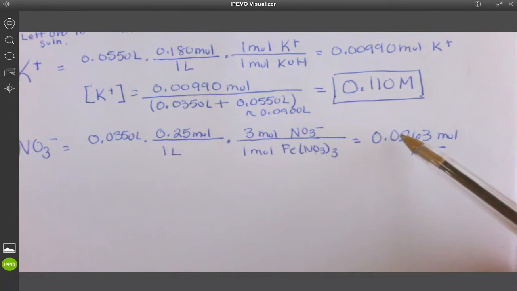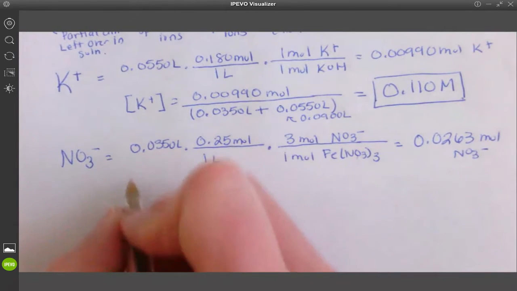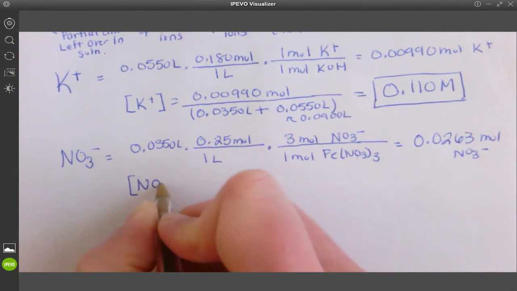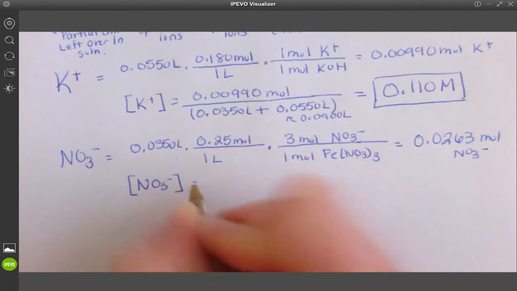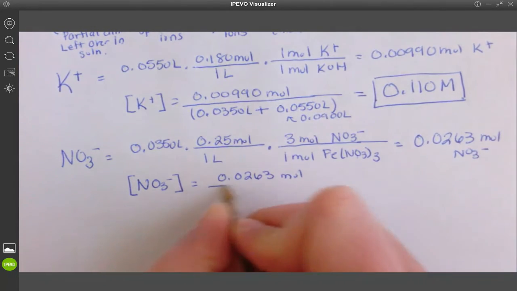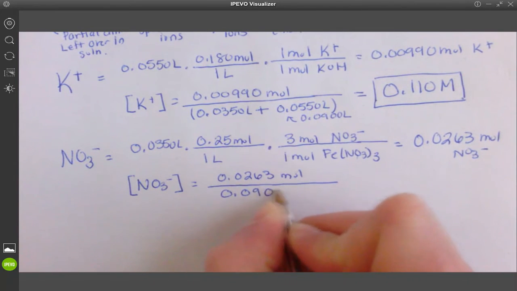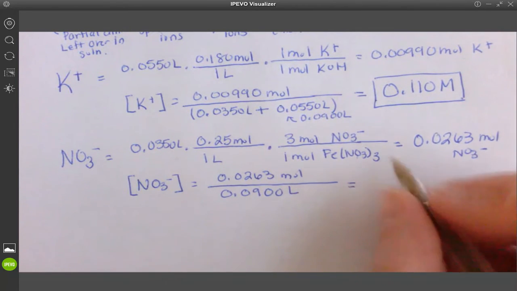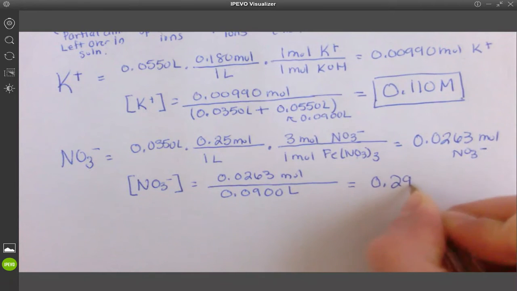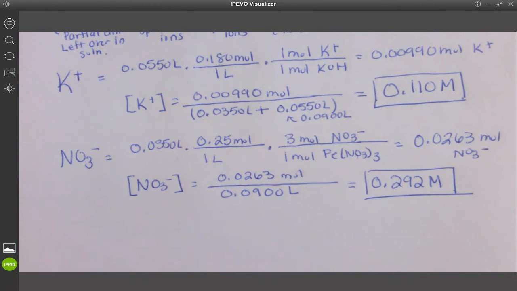So now I just need to find the new concentration of the ion, since again, they were spectator ions and they're present the whole time before and after the reaction. So for my nitrate ions, I can now take that number of moles. I'm going to use my combined volume, which was 0.0900 liters. And when I find that, I get my 0.292 molar solution.